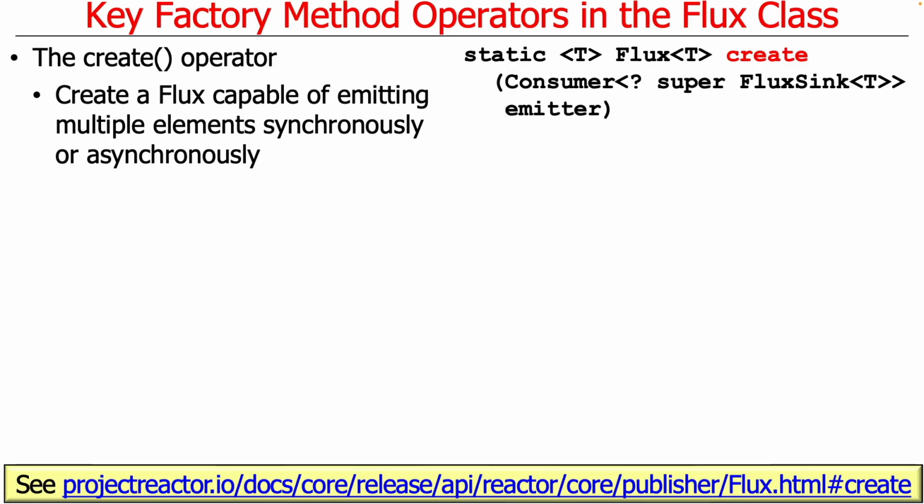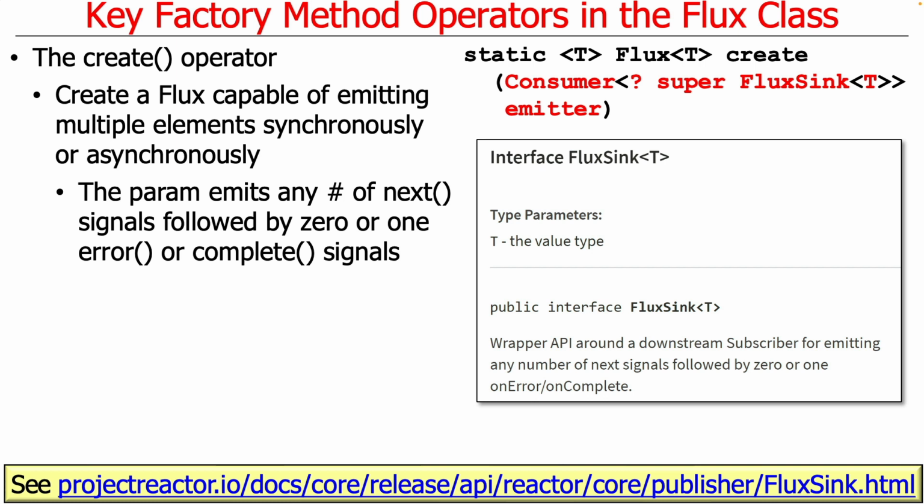This is a factory method that makes a flux that can emit multiple elements either synchronously in the calling thread or asynchronously in some background thread. And it's got a really wacky parameter here, which is a consumer to a flux sink called an emitter. And as the name suggests, this parameter emits any number of next signals followed by 0 or 1 error or completion signals. That should sound vaguely familiar because that's kind of the basic streaming model with fluxes or reactive programming in general.